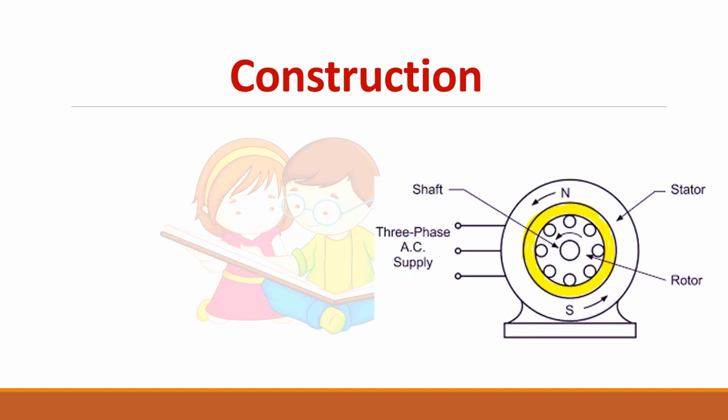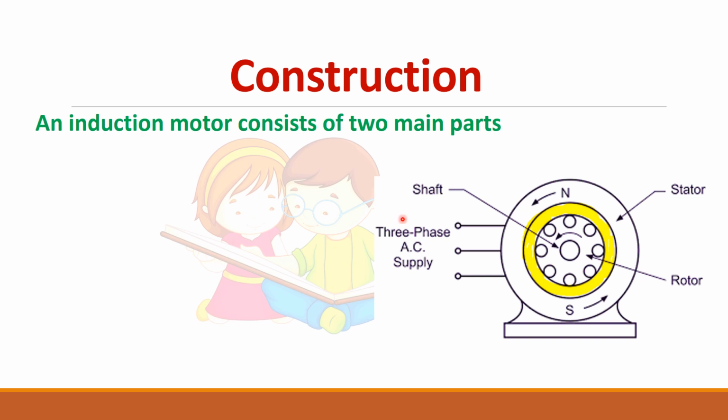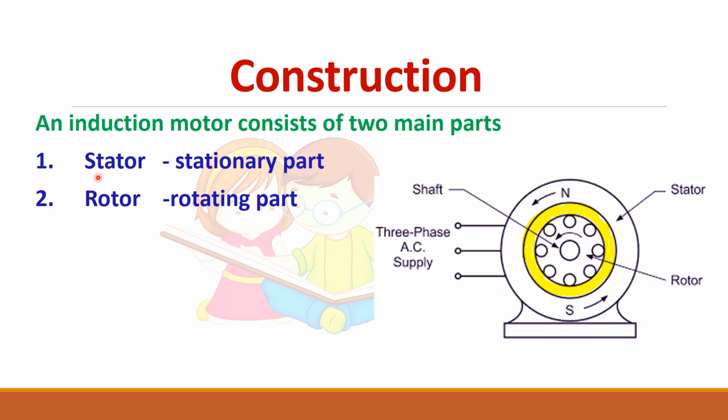Now let us see the construction of the three-phase induction motor. Basically any machine consists of two parts, stator as well as rotor. Stator is the stationary part and rotor is the rotating part. So in this induction motor we have outside stator which is stationary and three-phase supply is given to the stator, and rotor is the center part. You can see small circles which represent rotor conductors which are rotating.